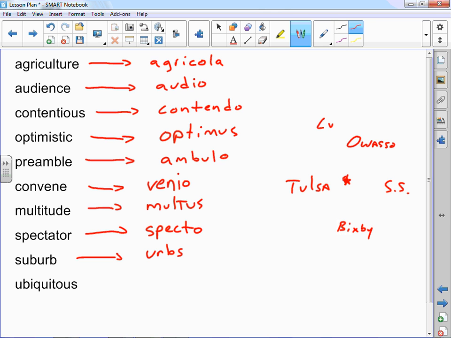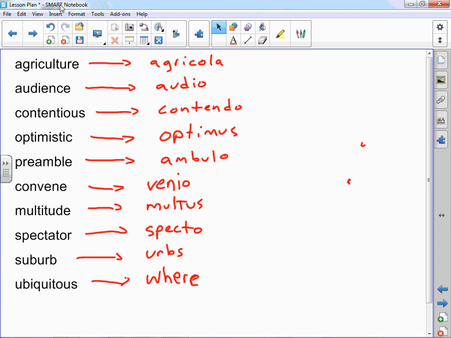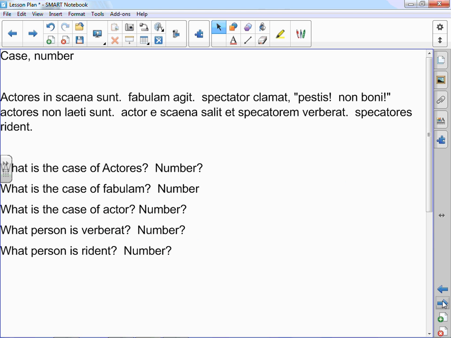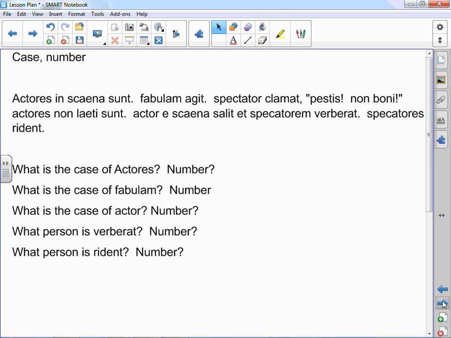Ubiquitous, okay, ubi is where that comes from. And ubiquitous means, where do I find it? I find it everywhere. Case, number, also should have included person. Read this short translation right here, and then answer those 5 questions that follow. So hit pause, read that, translate it, and then answer those questions that follow.